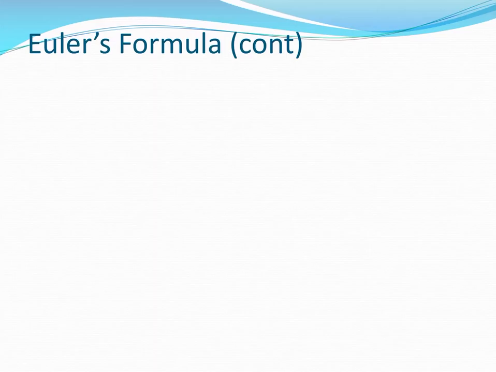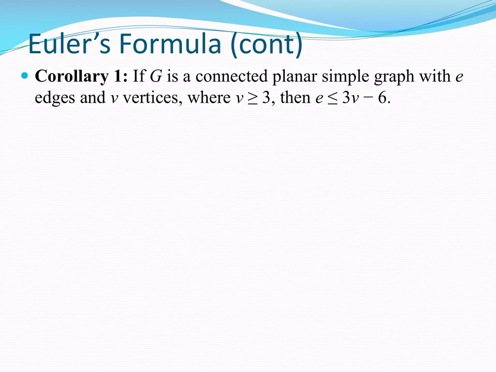We are in Rosen, Discrete Mathematics and its Applications, section 10.7. We're continuing our discussion of Euler's formula and some corollaries for planar graphs. Here we look at Corollary 1, where we say that if G is a connected planar simple graph with E edges and V vertices, as long as there are greater than or equal to 3 vertices, then we can say that the number of edges must be less than or equal to 3 times the number of vertices minus 6.